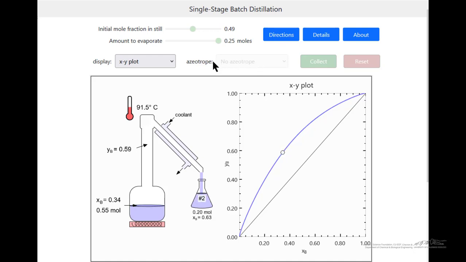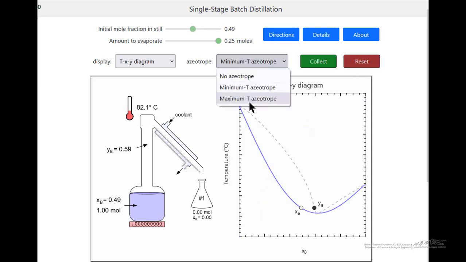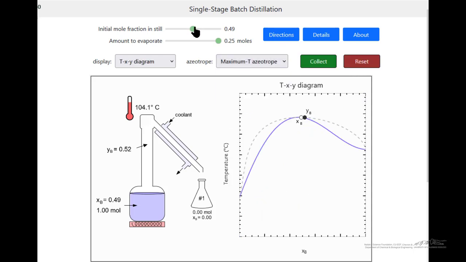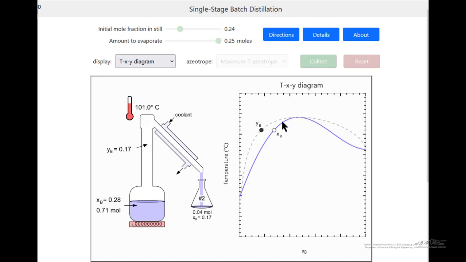We have no azeotrope selected, but if we reset, we can select the maximum temperature azeotrope, and let's move away from the azeotrope to start. And then as we collect, just like we saw for the ideal solution, the temperature is going up, and this means the mole fractions are approaching the maximum temperature, which is the azeotrope. So the mole fractions X and Y are getting closer to each other, and of course for this condition, notice the mole fraction of distillate is less.